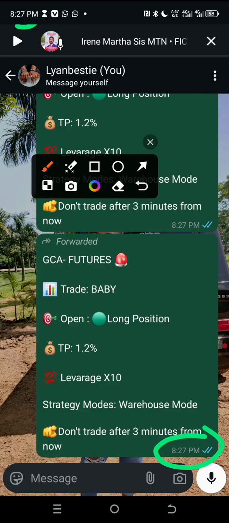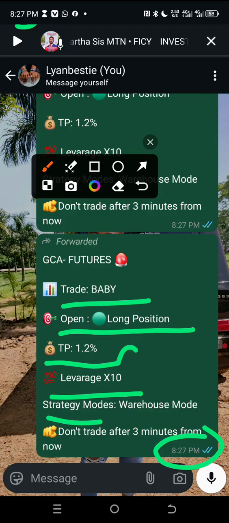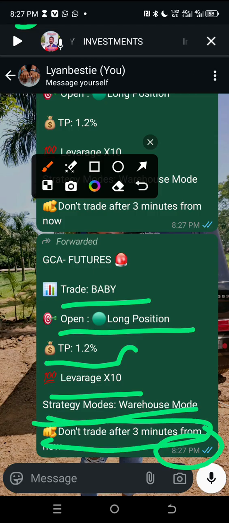In the signal, they always give you the name of the coin. Then they tell you to enter long or short. So make sure you enter long when it's long or short when it is short. And then the take profit is also given here. And then the leverage, they always tell you the leverage to use. And then they tell you the strategy modes. And then they tell you don't enter after 3 minutes.